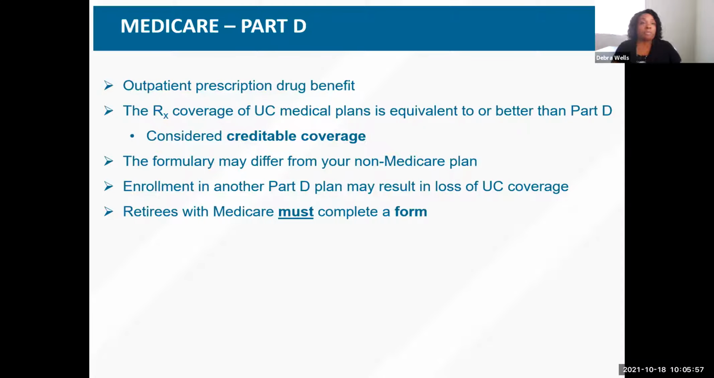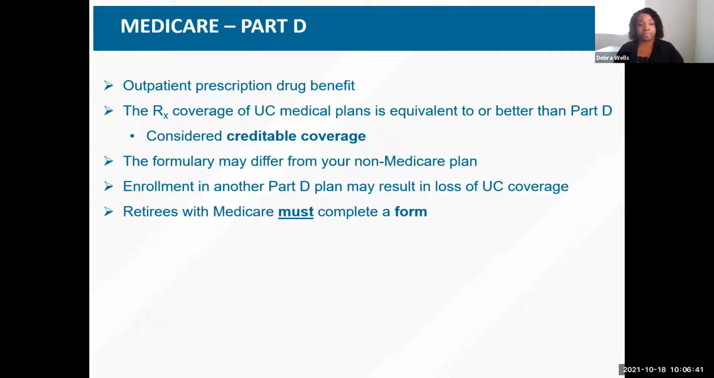So a little bit more about Medicare Part D when it coordinates with UC's plan is it includes everything that you would need in a prescription drug plan, what Medicare requires of us. Now, if you have the UC-sponsored plan, just know that our plan is considered credible coverage. If you have heard that term before, we include what is required by Medicare. The formulary sometimes, if you're going from a non-Medicare plan to a Medicare plan, sometimes the drug formulary can change.